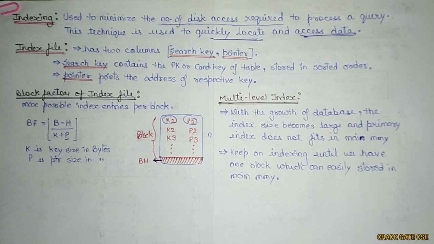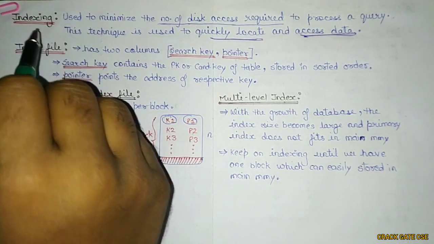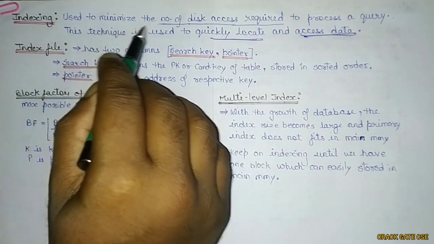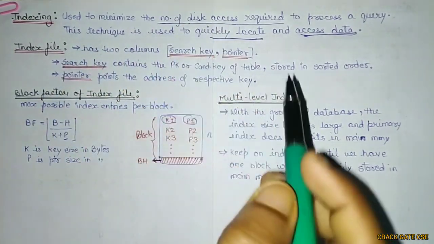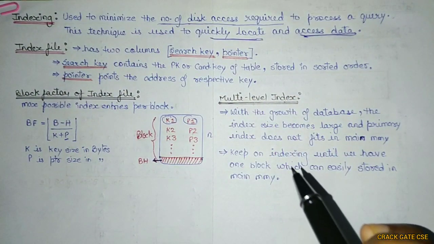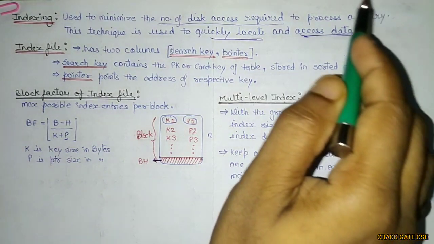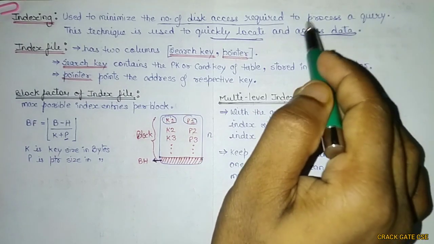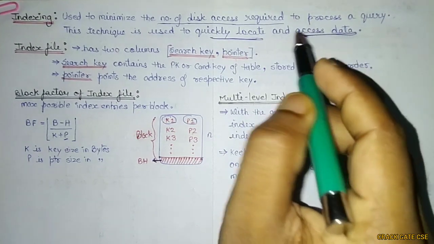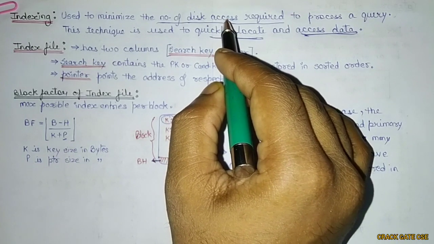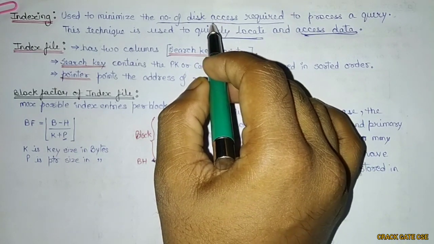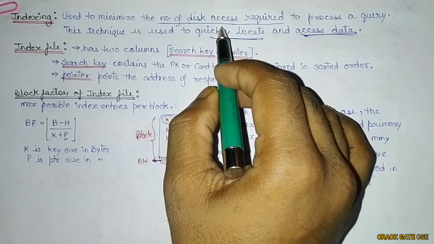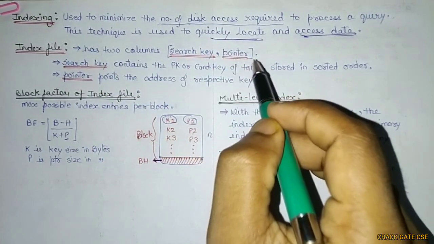So now start with the indexing. So first thing is why indexing is used, why we are using indexing. So indexing is used to minimize the number of disk access required to process a query. So we know that whenever you are processing any particular query, let's say a SQL query, to process that particular SQL query, we have to access the disk again and again because our database file is stored in that particular disk. So to minimize that disk access, the number of disk access, we are using the indexing, right?